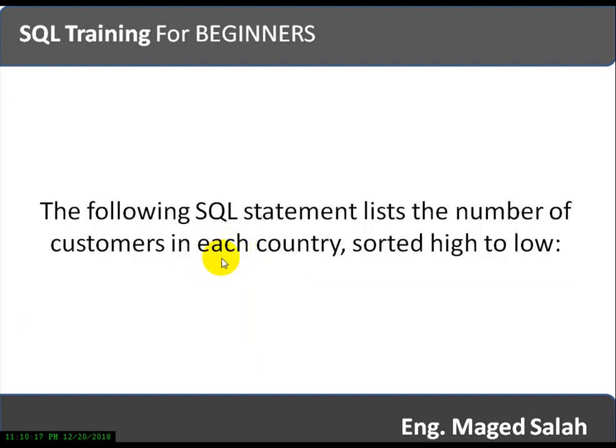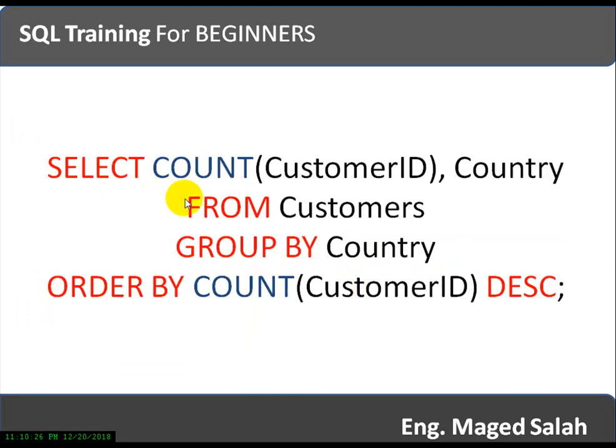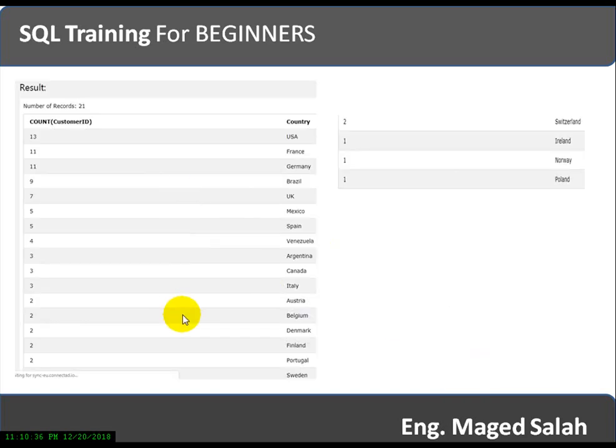The following SQL statement lists the number of customers in each country, sorted high to low: SELECT COUNT(CustomerID), Country FROM Customers GROUP BY Country ORDER BY COUNT(CustomerID) DESC, like this.